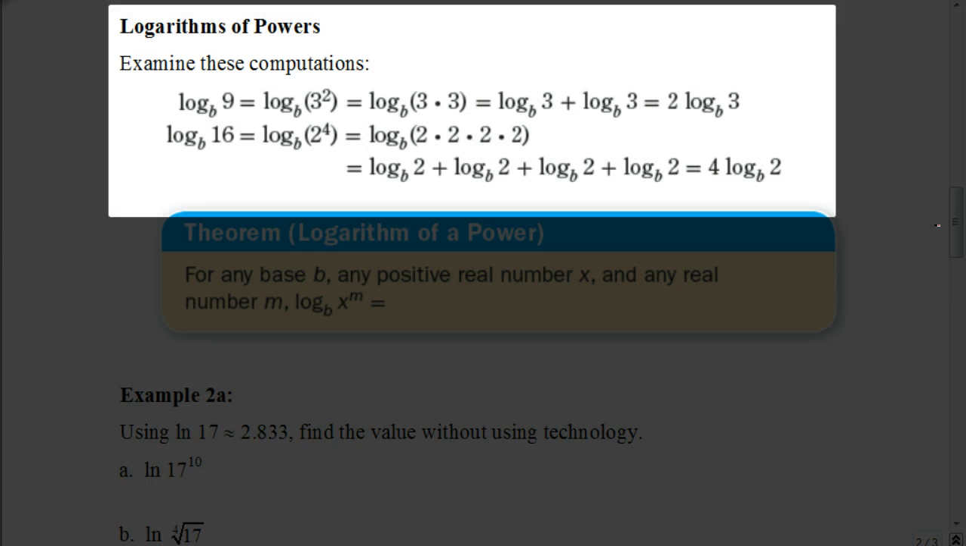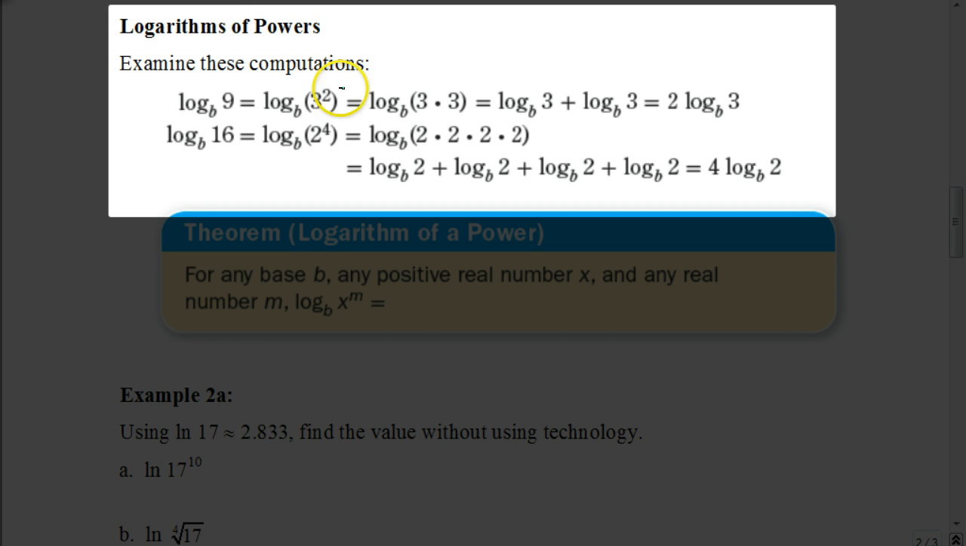Now before we get to the next property, let's look at this computation here. Let's say if we have log base b of 9, we could break 9 up into 3 squared, or we can simplify 9 to be 3 squared, which is the same as 3 times 3. And using that previous property, I could break that up then into log base b of 3 plus log base b of 3, which, if you notice, are the same thing, so that would be the same as 2 times log base b of 3.